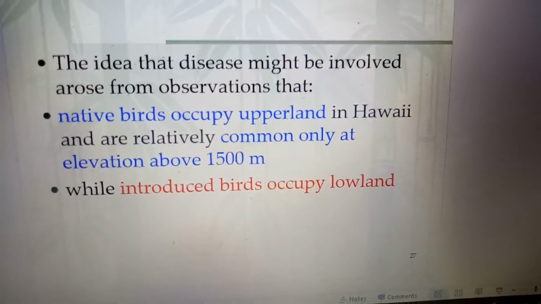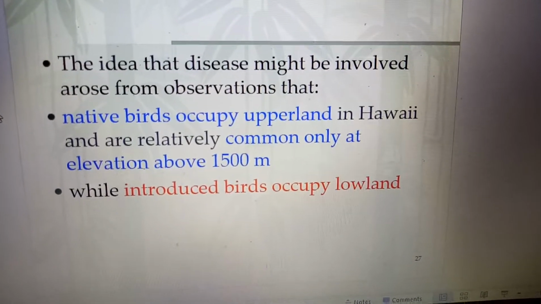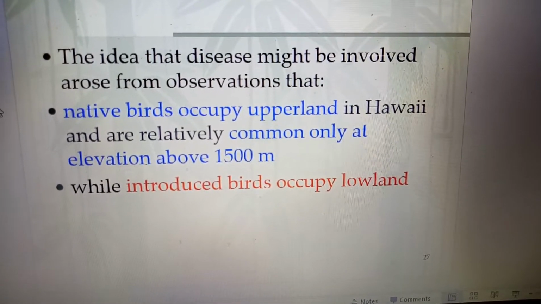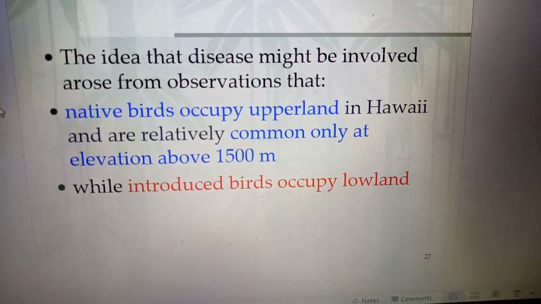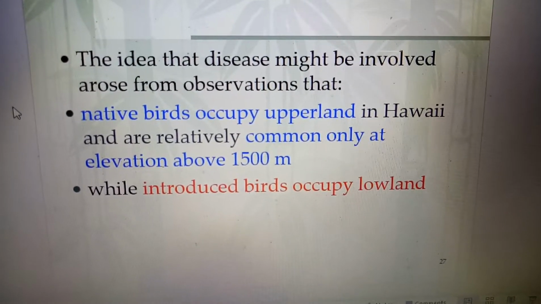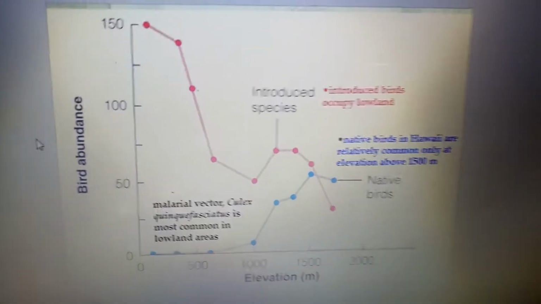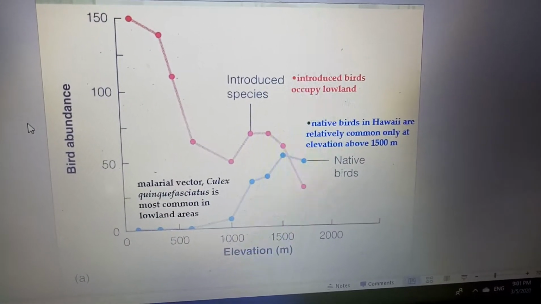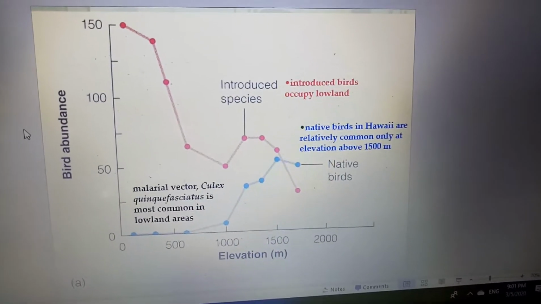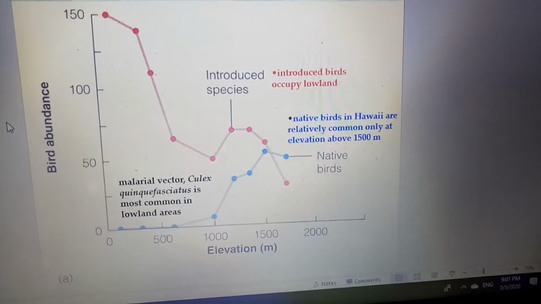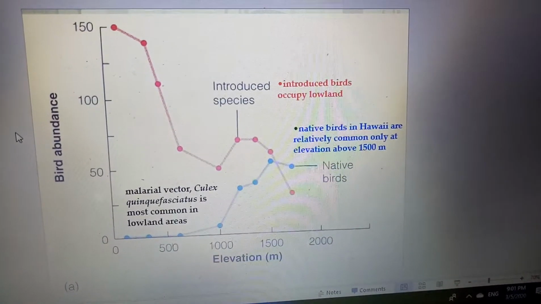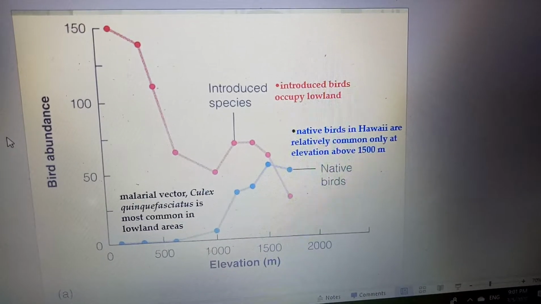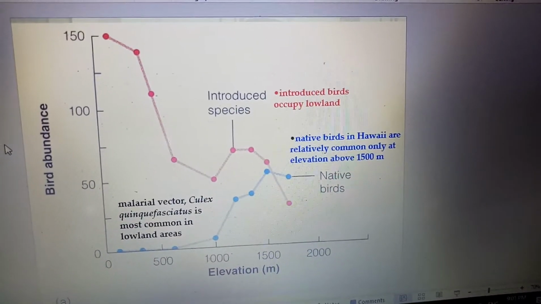The idea that disease might be involved arose from the observation that native birds occupy upland in Hawaii and are relatively common only at elevations above 1,500 meters, while introduced birds occupy the lowland. This is actually a graph about what we have discussed before, bird abundance versus elevation. The blue one is about the malaria vector Culex, common in lowland areas, and native birds in Hawaii are relatively common only at elevations above 1,500 meters.